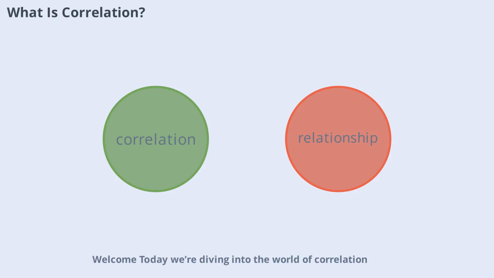Welcome. Today we're diving into the world of correlation. Correlation is a statistical concept that measures the relationship between two variables. In simple terms, it tells us whether and how strongly pairs of variables are related. For example, if you notice that as the temperature rises, ice cream sales also increase, you're observing a correlation. But correlation doesn't always mean one thing causes the other.